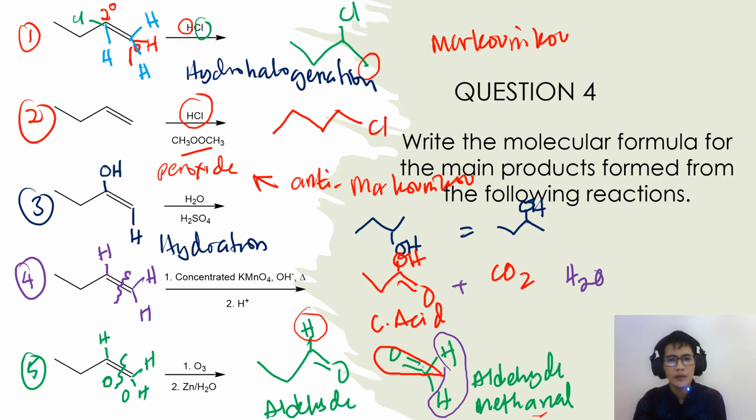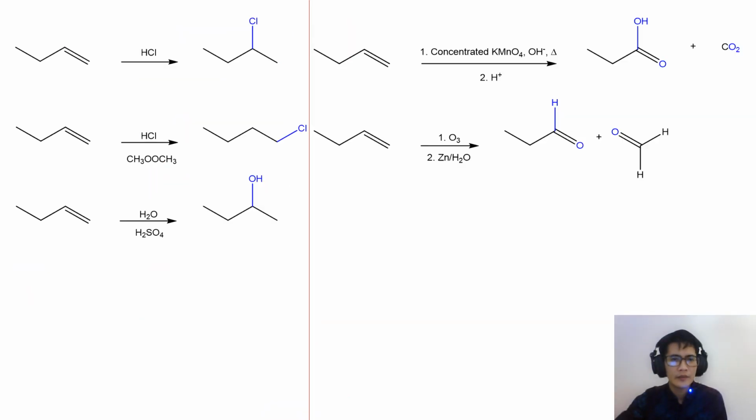So the products are carboxylic acid plus carbon dioxide plus the water molecule. Okay, this is shown in this slide. So the first one, the normal halogenation, follows the Markovnikov rule. So H is added to the first carbon and Cl to the second carbon, so you get this haloalkane.